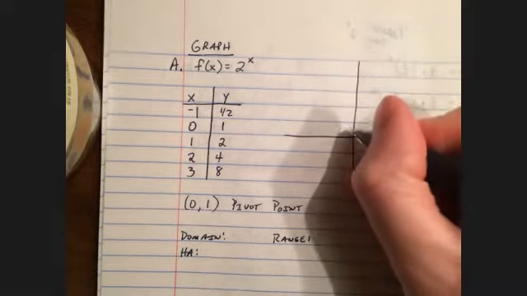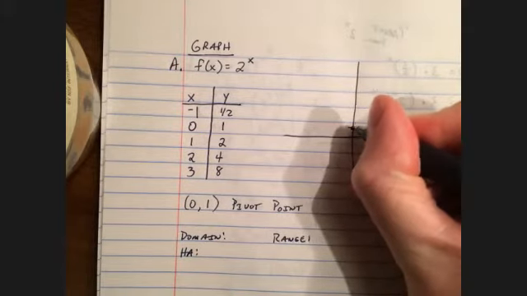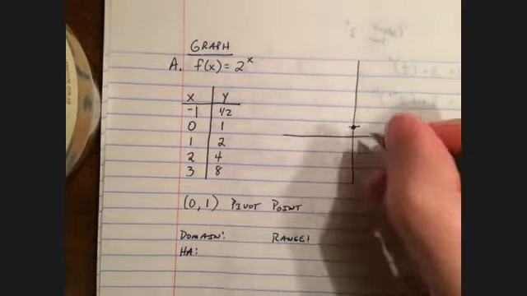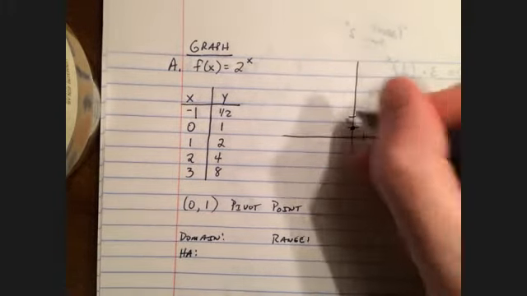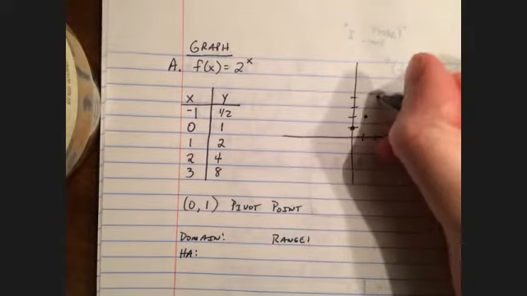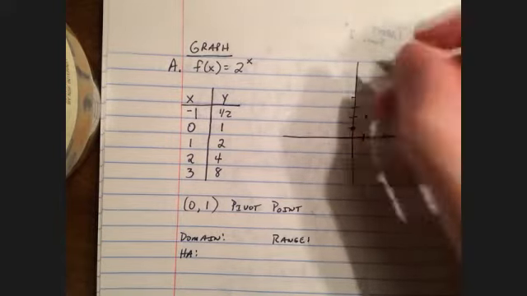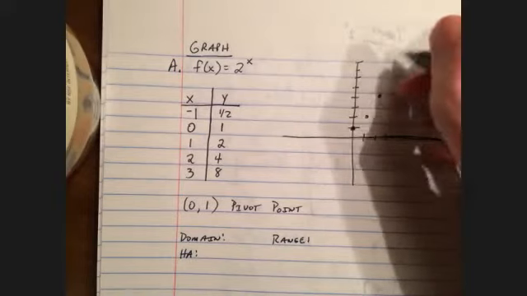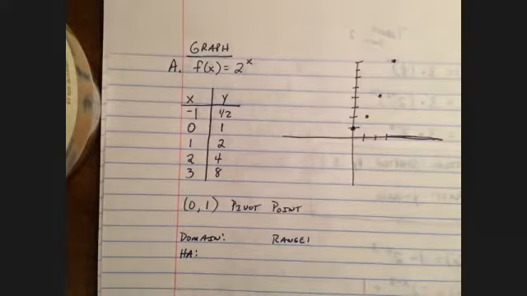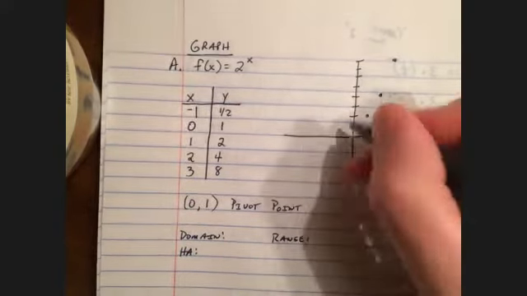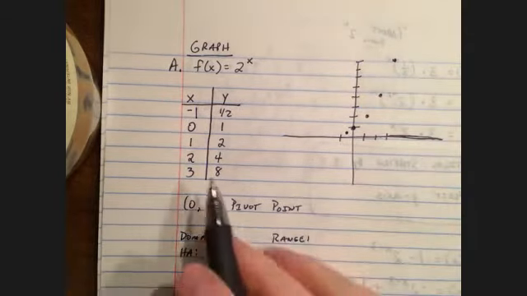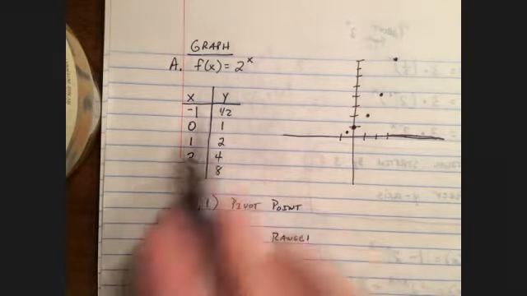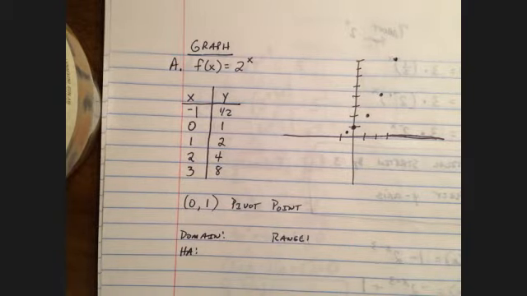We're looking at 0, 1 right here as a particular point. And then we have 1, 2, it's about right there. And then 2, 4. 3, 8. And then we get our negative direction. So negative 1 at 1/2, that's about right here. And if we continue to pick more negative values, if you put in -2, for instance, for x, you get 1/4. And you put -3 and you get 1/8.